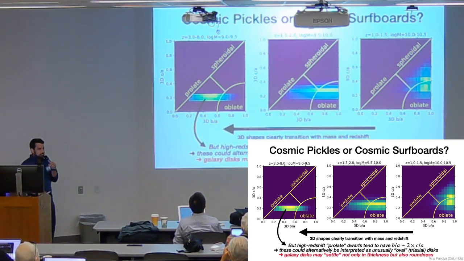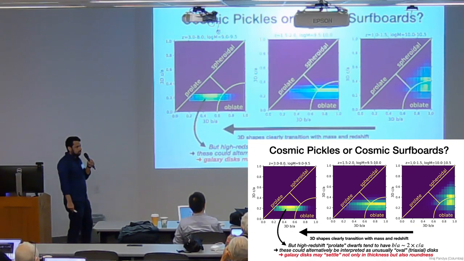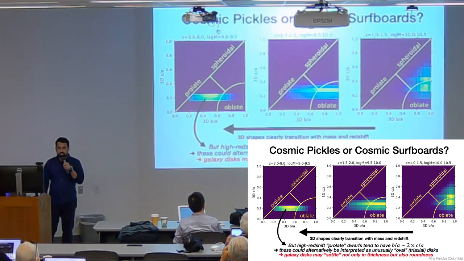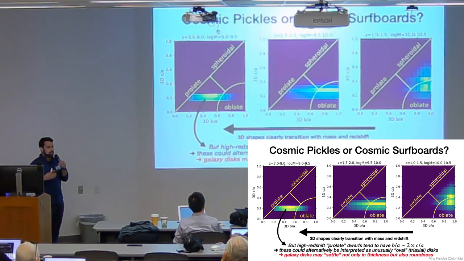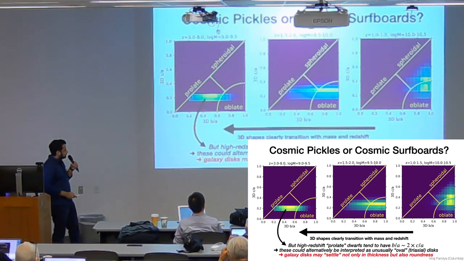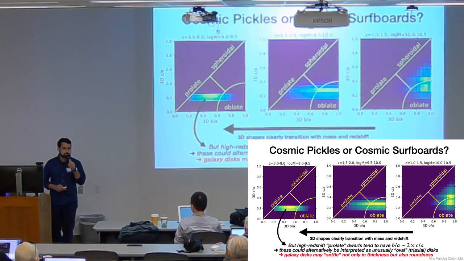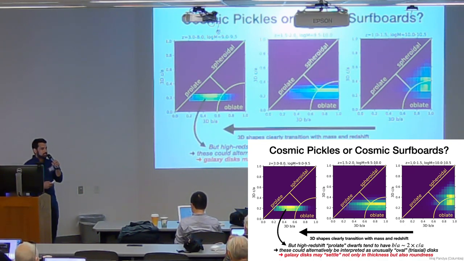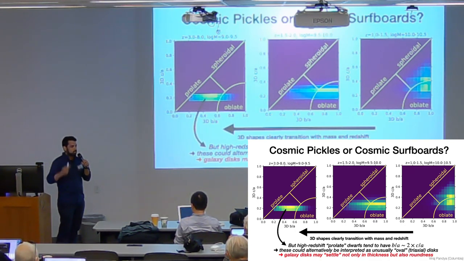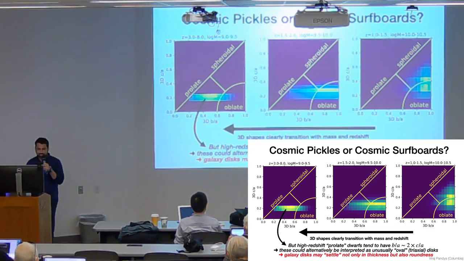And the reason is that many of us are also interested in this idea of disk settling, and we'll hear more about this tomorrow. There's this idea that disks settle in terms of their vertical thickness, from being thick to thin as a function of redshift. But I think these observations suggest that there might be another kind of disk settling in play, possibly where disks settle from being oval at high redshift and become progressively rounder at low redshift. So I think we should think about that more carefully.